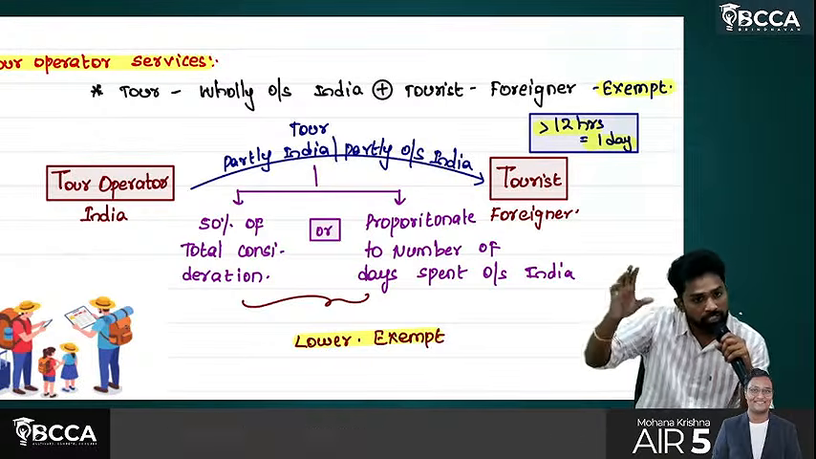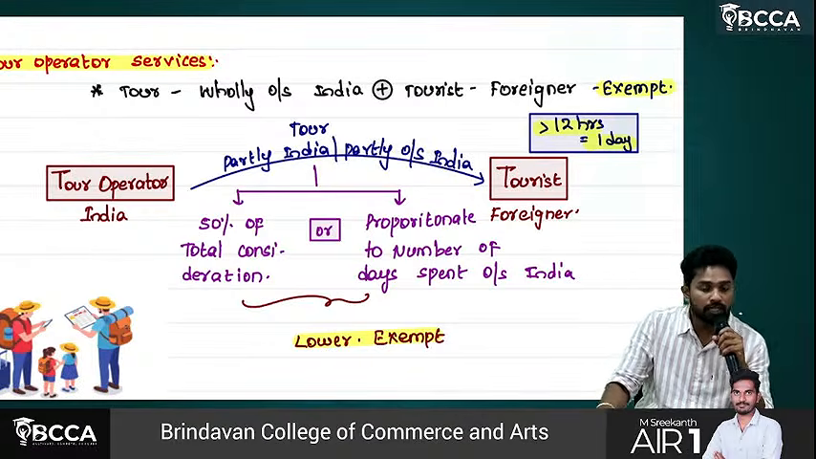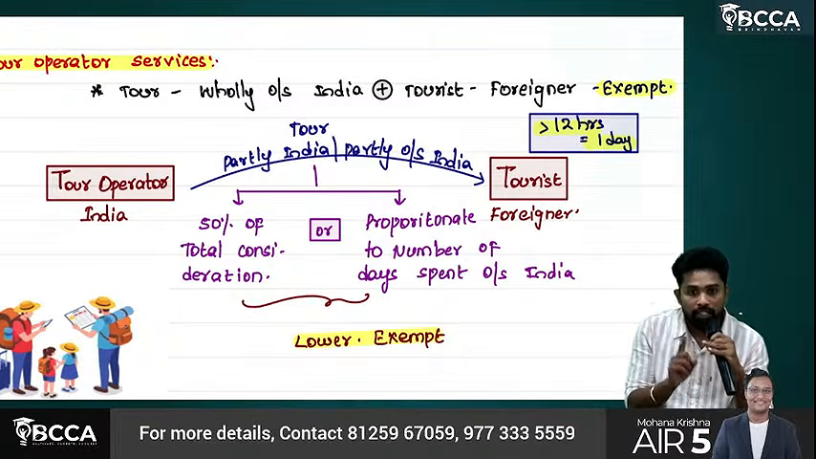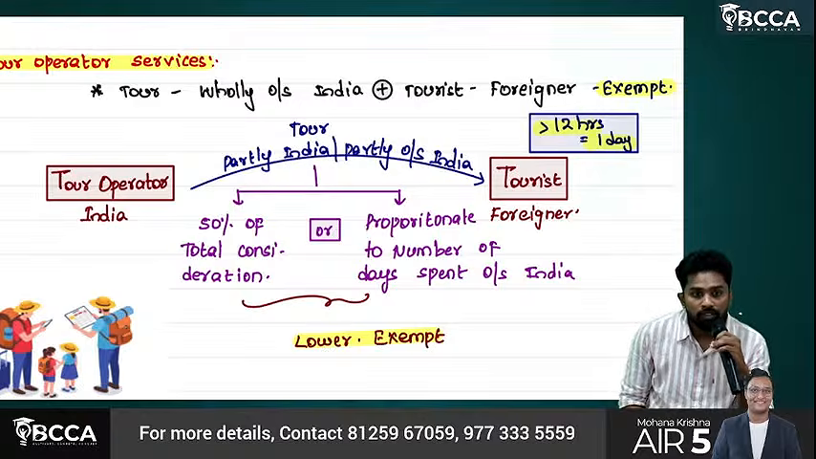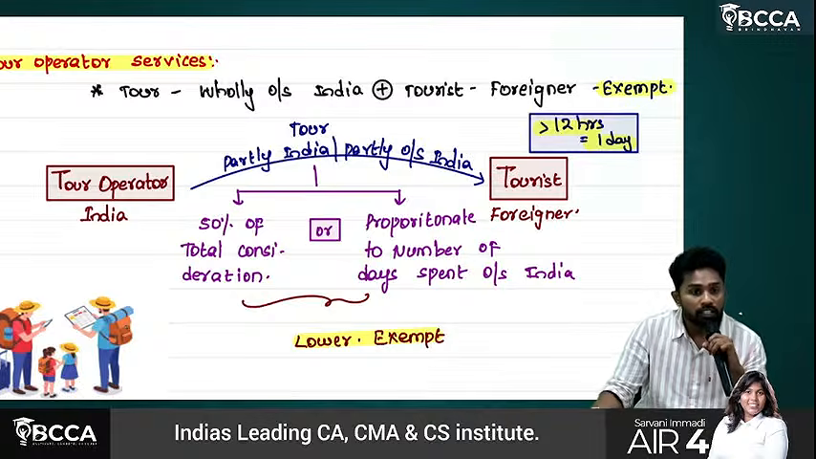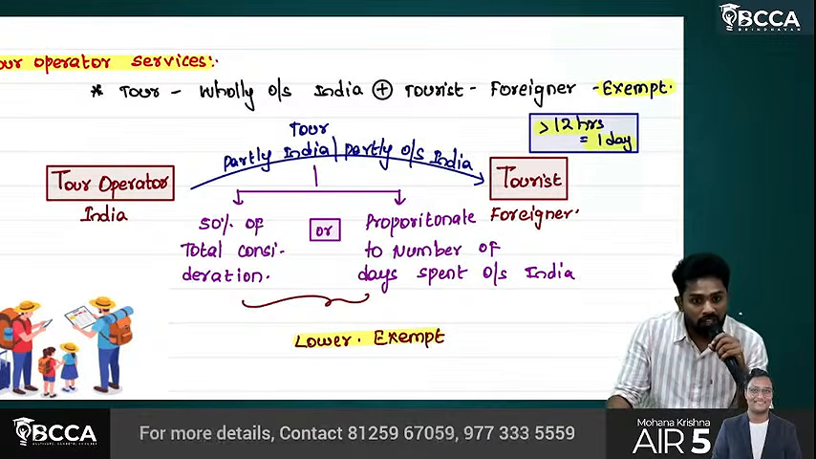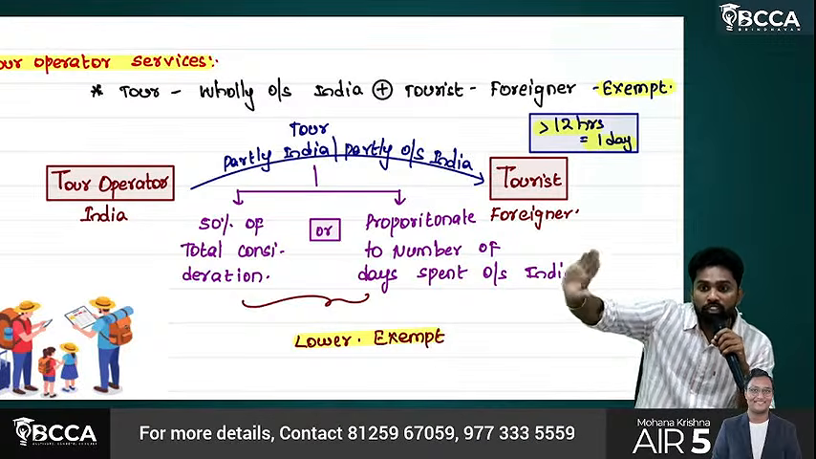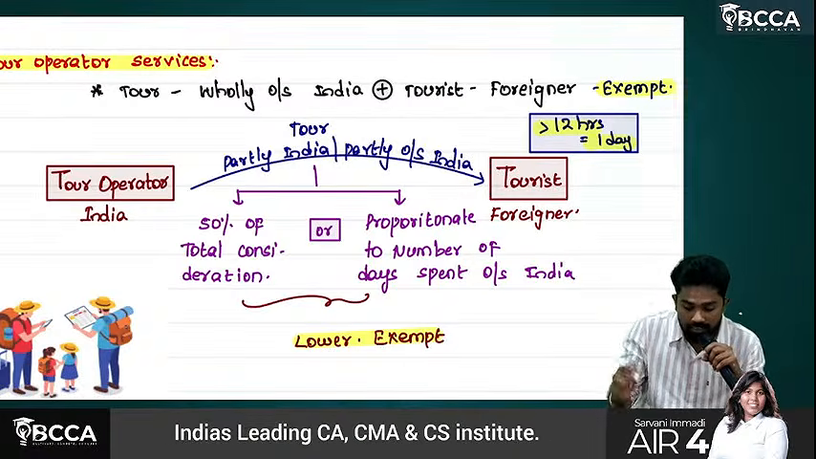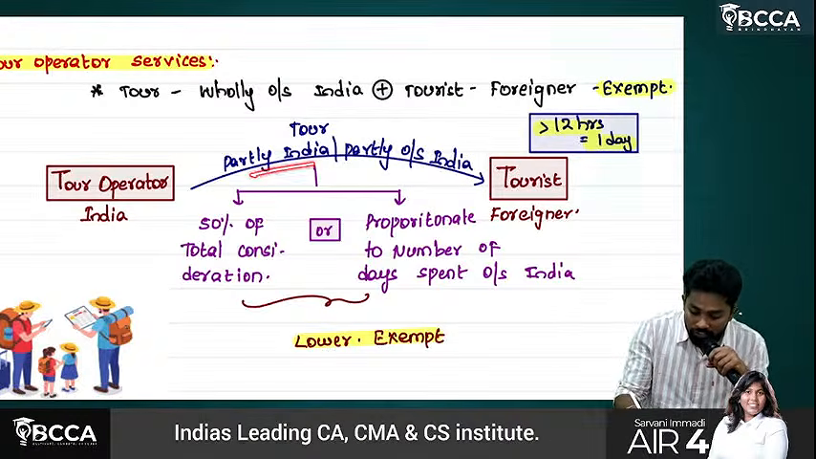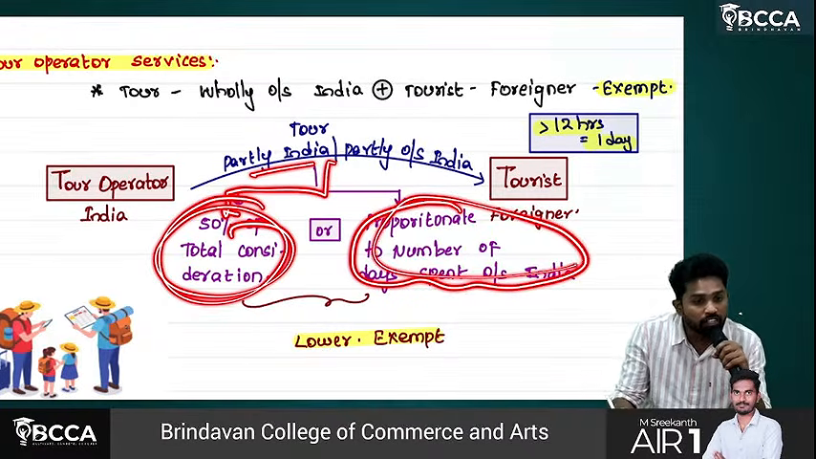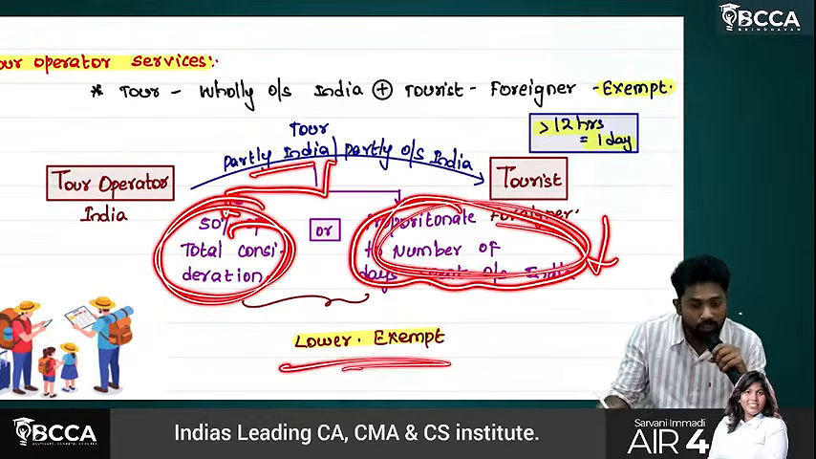Next one, sir. Again I'm the tour operator, again 5 people from Russia coming. But this time they will visit Sri Lanka, India, as well as China: a few days in each. So partly in India, partly outside India. To the extent of outside India, it is exempted; to the extent of India, it is taxable. So how much is the exemption? 50% of total consideration or proportionate to the number of days spent outside India, whichever is lower, is exempted.